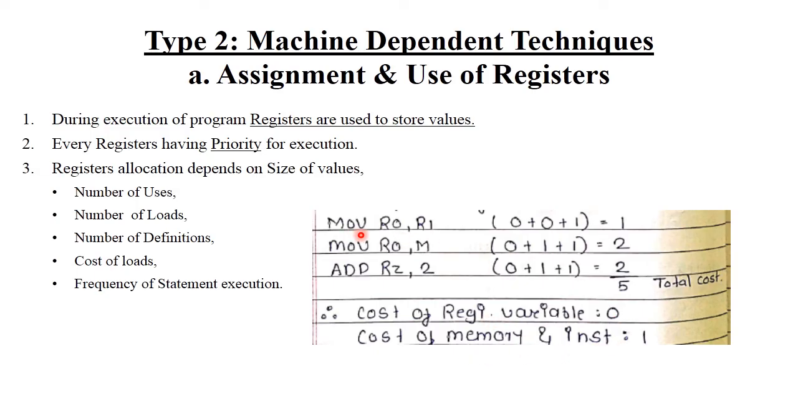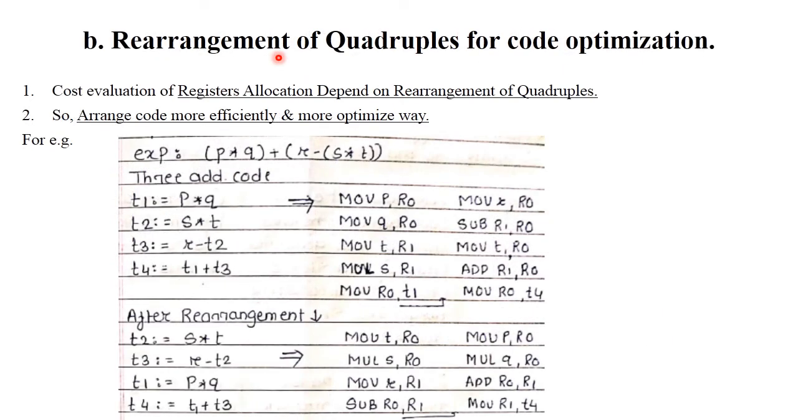Now see here, move R0, R1. These two are registers where we store values. So the cost of registers is 0 and 0 and the cost of the instruction is 1, so the total cost is 1. Same here and same here in this statement also, so the total cost becomes 5. This is called assignment and use of registers. Clear? Okay.